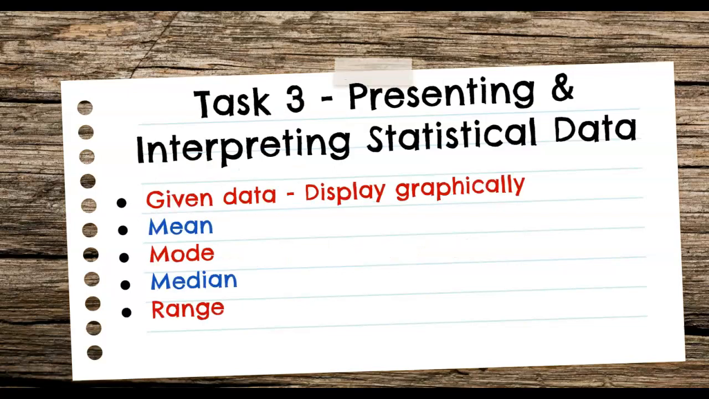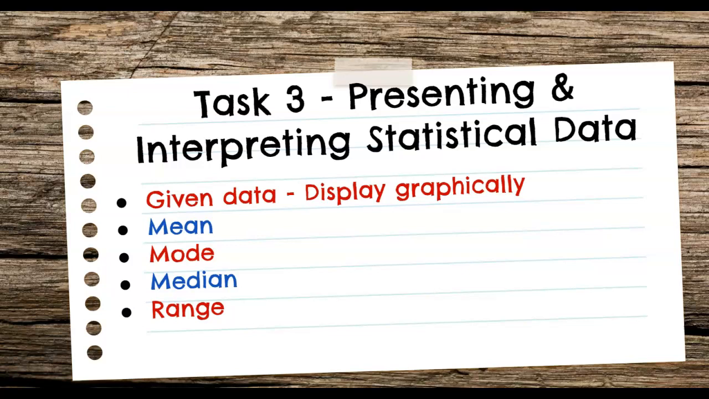Task 3 is presenting and interpreting statistical data. Now, in the practical element, in the actual learner pack, there is a table of data already presented. The video will give you an example of how to use that data, but the numbers will be different. What you have to do is display that data in a graphical form. So use a frequency table, maybe use a histogram. The choice is yours, okay, whichever one you're more comfortable doing, but those are the 2 that I would recommend.